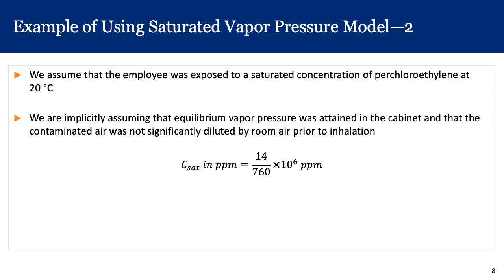So we can use the equation that I talked about earlier. The saturated concentration in parts per million is the vapor pressure of perchloroethylene, which is 14, divided by the total pressure, which is 760, times 10 to the power 6. And so the answer is 18,420 parts per million. So this is the highest concentration that can be observed in nature for perchloroethylene at 20 degrees Celsius. Perchloroethylene cannot physically attain a higher concentration than this at 20 degrees Celsius.